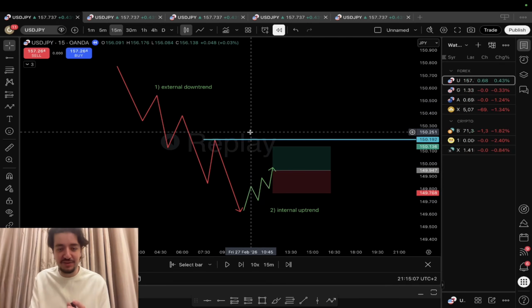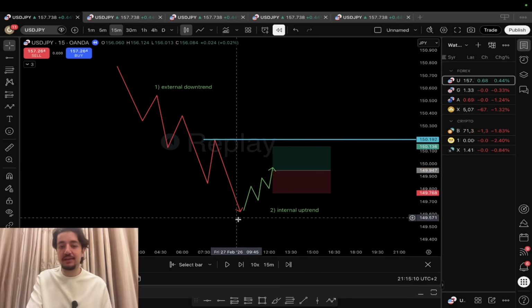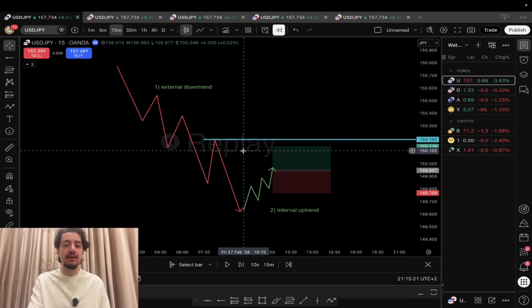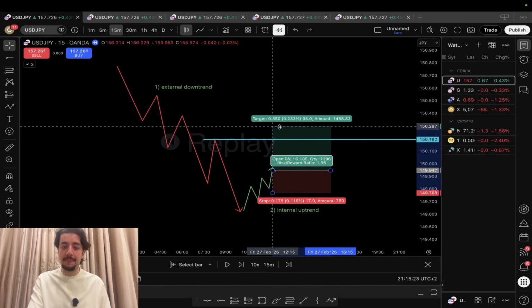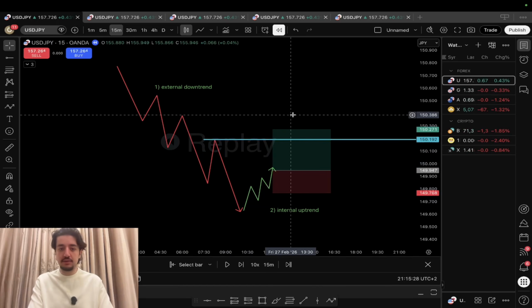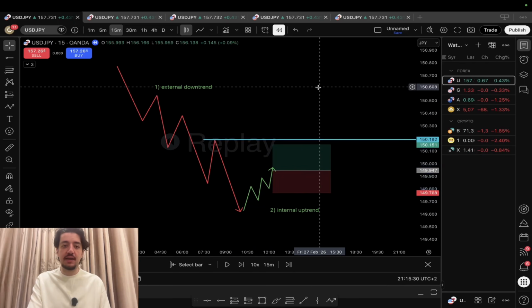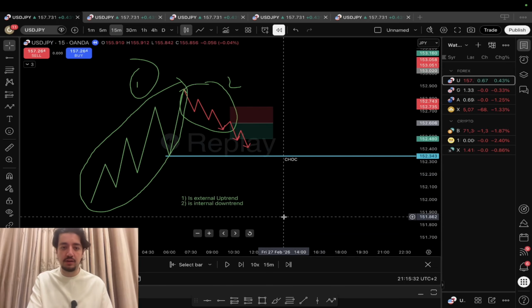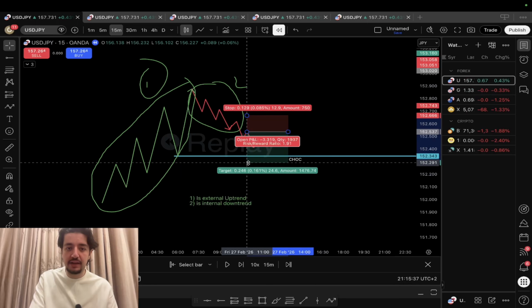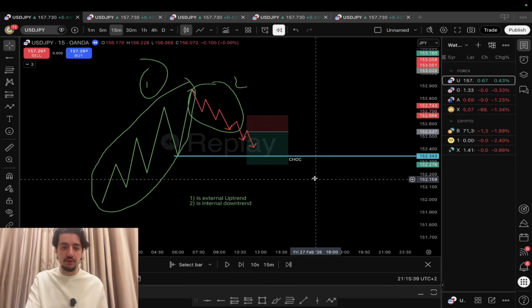I usually tell this to my students. If you're asking the internal trend to break the external trend, you're asking for too much. You want a small internal trend to break the whole external trend. That doesn't make sense, right? That's why if your take profit is above the external trend, in this case, try to avoid taking these trades. Same concept for the other one here. If you need to break the external trend, try to avoid this.